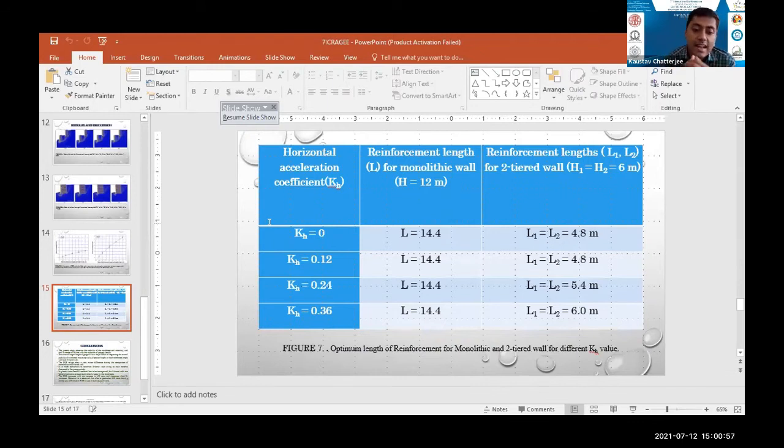So we see that from the static case, if we go to the seismic conditions with KH equal to 0.36, for the monolithic wall you have kept the reinforcement length constant. What is the reason behind this? Why is it constant? Because as we are moving from the static to the seismic conditions, my seismic force is going to increase, right? So do you think the constant value of the reinforcement length will take care of it, or does this also need to be increased, as when I move to the two-tiered wall system?